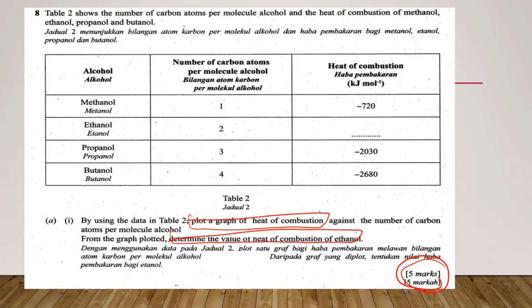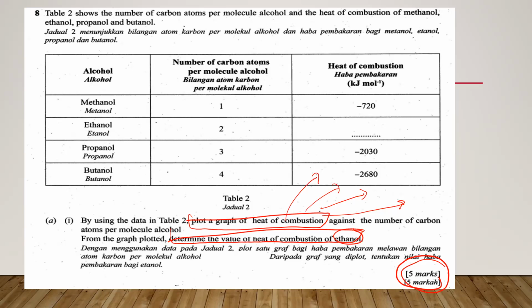And then from there, how do you get the heat of combustion of ethanol? Who would like to tell me? See whether you all remember what I've been teaching you all this while or not. What's my first thing in plotting a graph? Very good. What about the axis, Brandy? Heat of combustion is on the y-axis. Number of carbon atoms is on the x-axis.